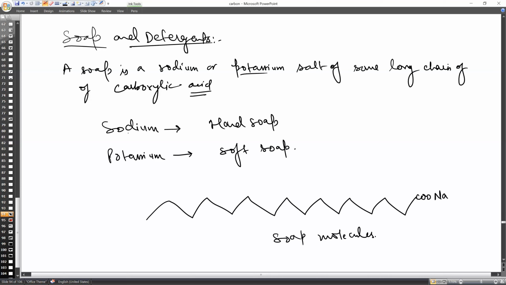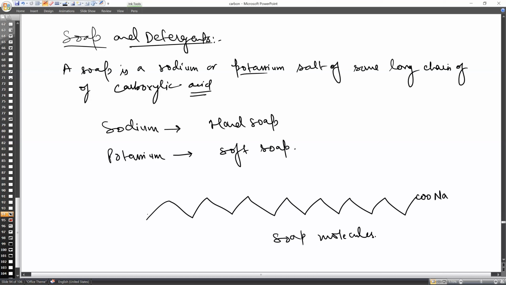Okay. And this is soap, sodium salt. If I'm talking about sodium salt, then we can say this is hard soap, and potassium salts of carboxylic acid are soft soap. Soft soap means like Johnson's baby, which doesn't irritate when you open your eyes with soap on your face. Hard soaps give you irritation and are harsh, they can remove the moisture on your face. They are sodium salts of carboxylic acid.